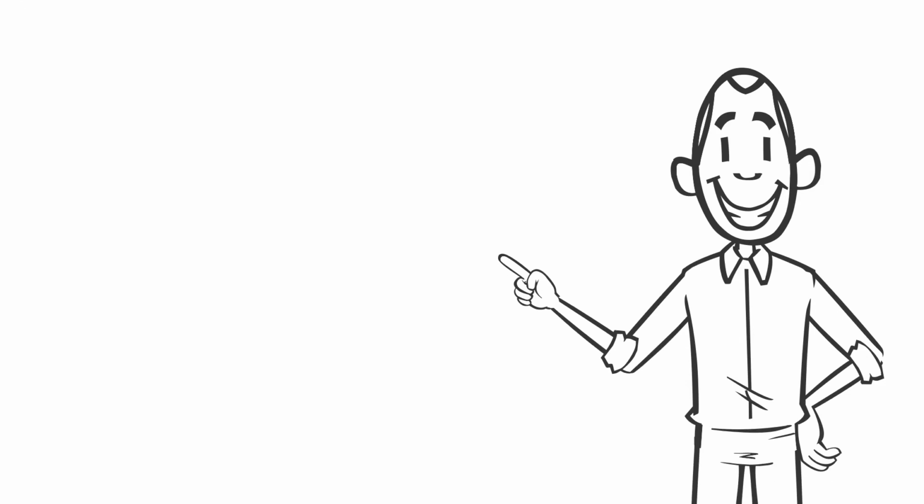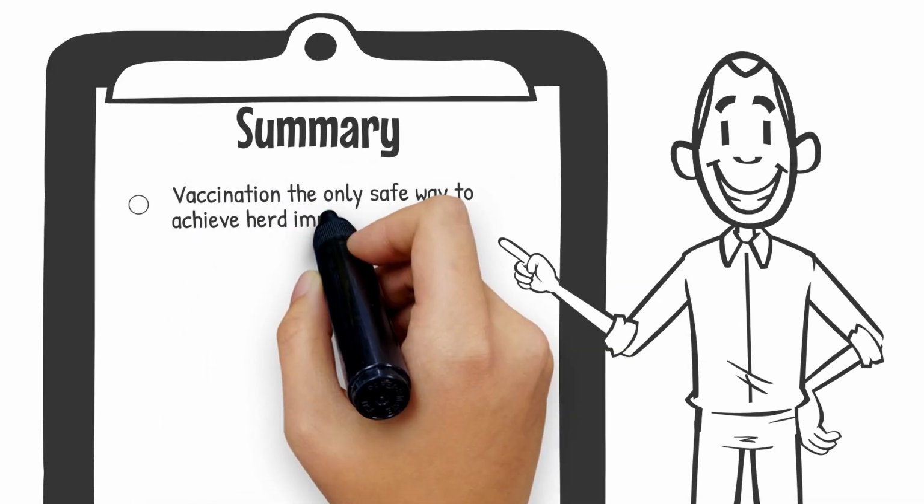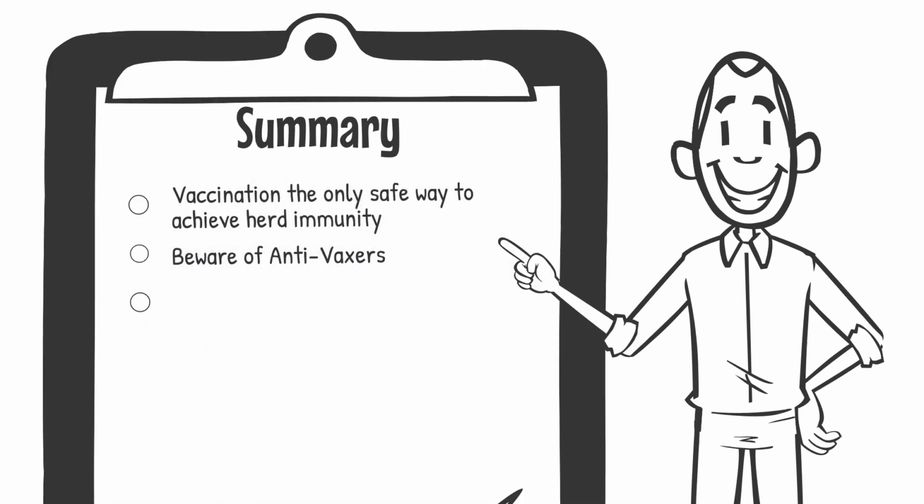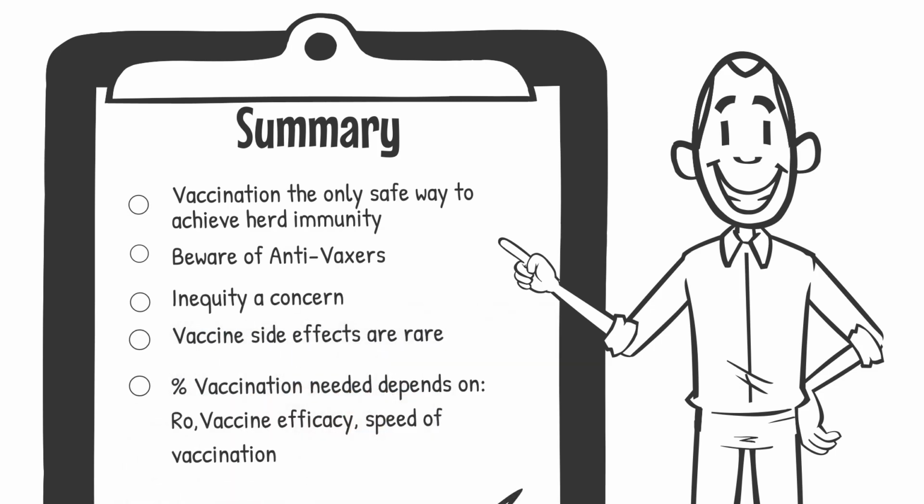To summarize, the only safe way to induce herd immunity is by vaccination. Anti-vaxxers' concerns and disinformation must be addressed. Inequity in the distribution of vaccines needs to be overcome. Serious side effects such as anaphylaxis and tissue antibody production are rare.